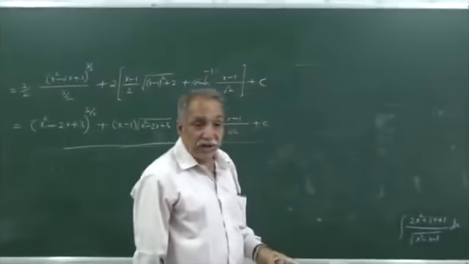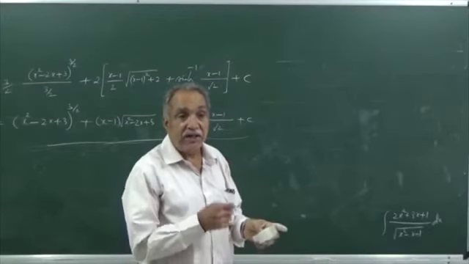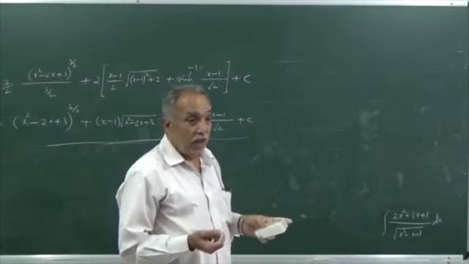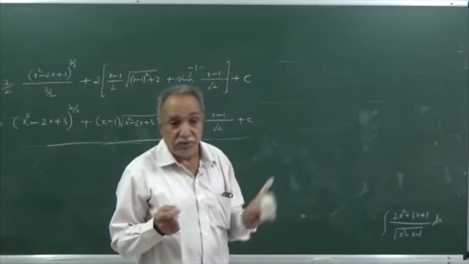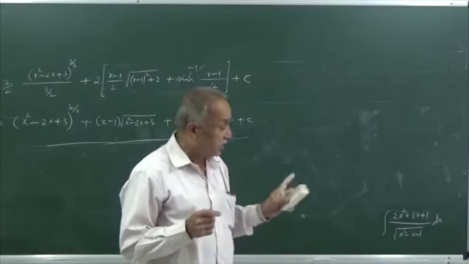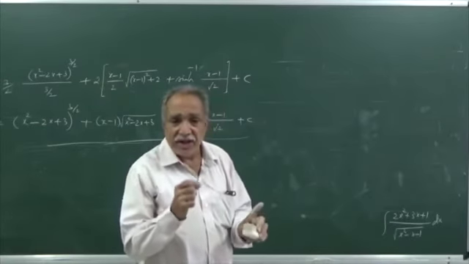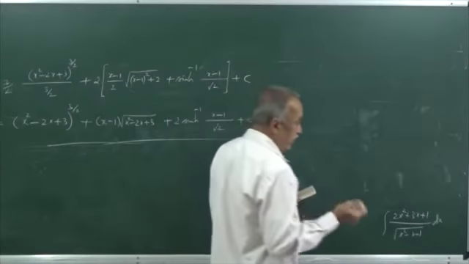The next one is again an integral of the same type but with a slight extension. Our denominator is the root of a quadratic as before, but the numerator is not linear now, instead it is a quadratic. A slight extension we are having. Even this we can handle easily, no difficulty.